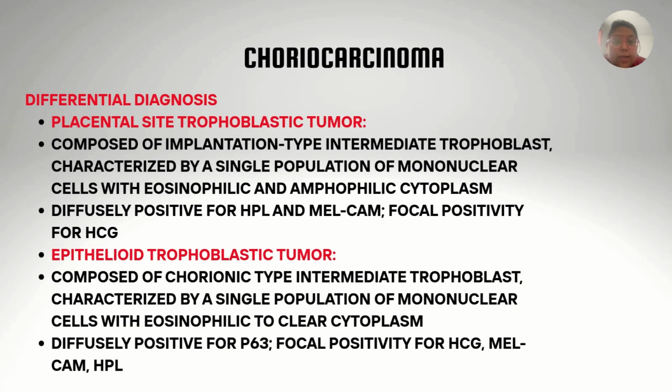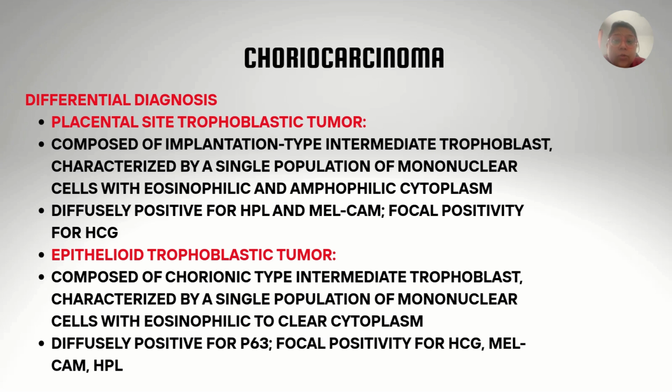Coming to the differential diagnosis, two main differential diagnoses are placental site trophoblastic tumor and epithelioid trophoblastic tumor. Well, placental site trophoblastic tumor is composed of implantation type intermediate trophoblasts. So there will be only a single population of mononuclear cells with eosinophilic and amphophilic cytoplasm, and it diffusely reacts for HPL and MELCAM and focal positivity for HCG.